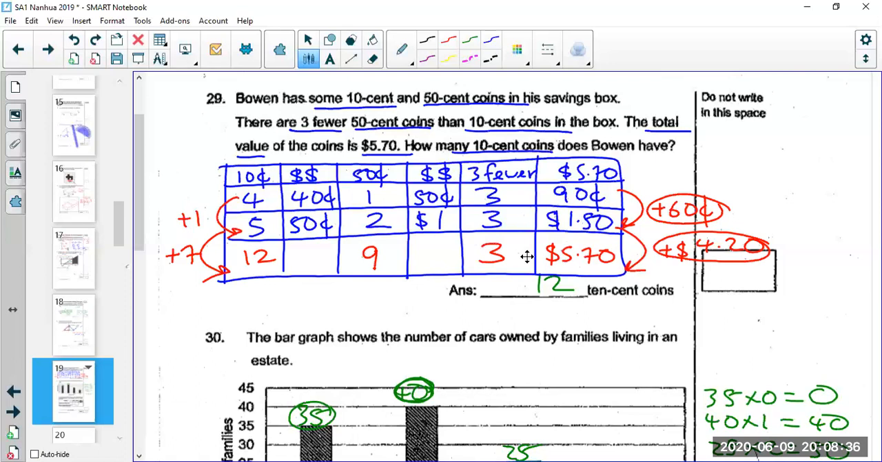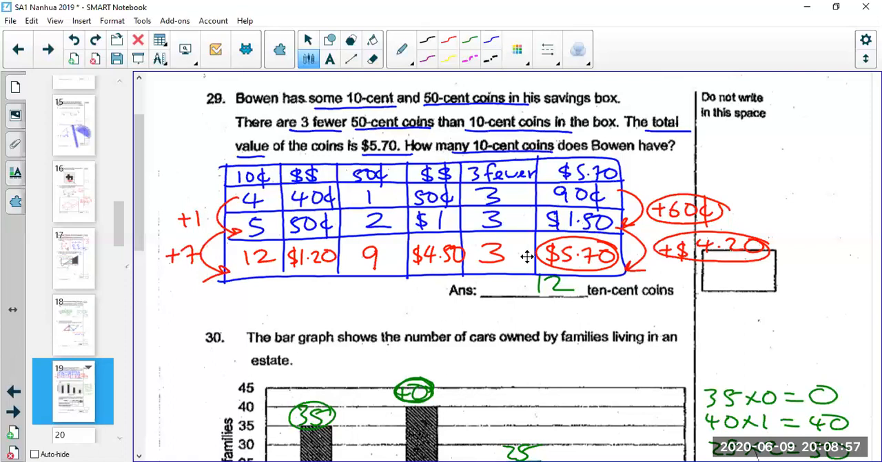So 12 10-cent coins is how much? 12 10-cent coins will be $1.20. Okay, 12 times 10. 9 50-cent coins will be 9 times 50 cents, which is $4.50. So what's the total value? You add them together, this is the total value, which is correct.